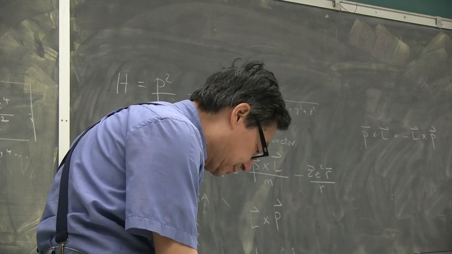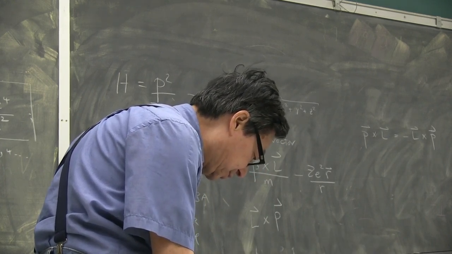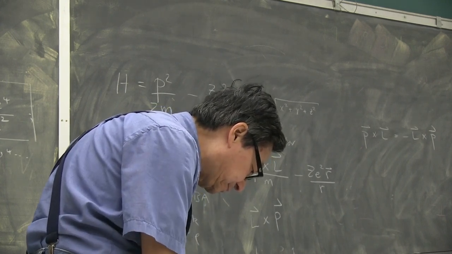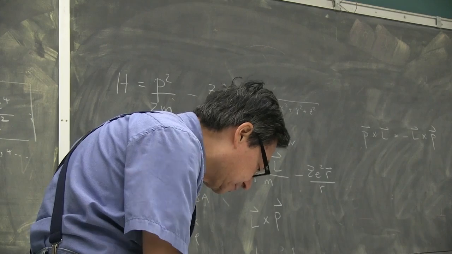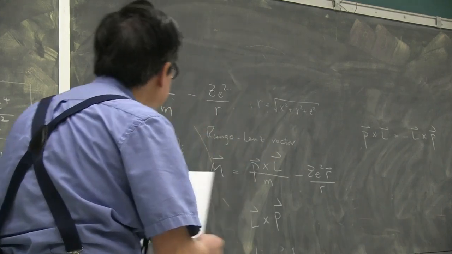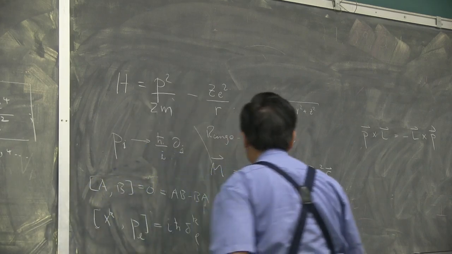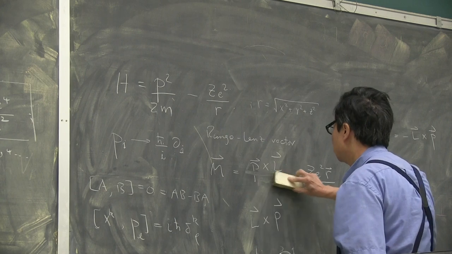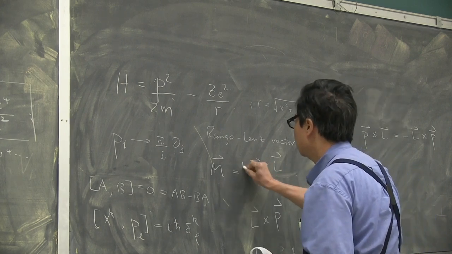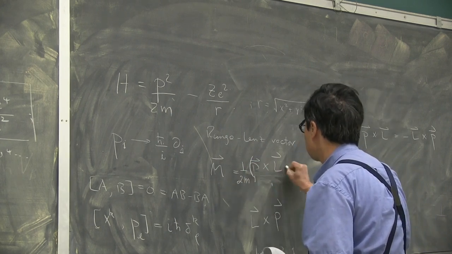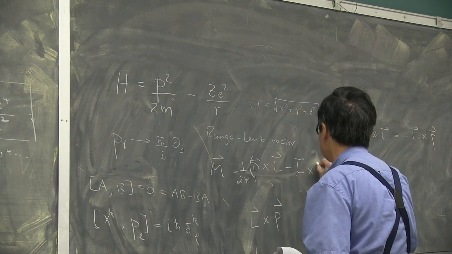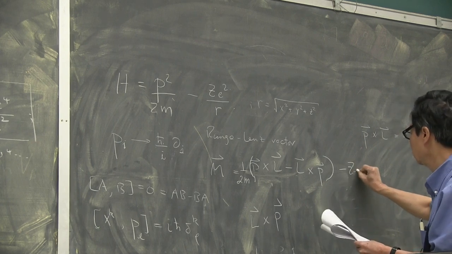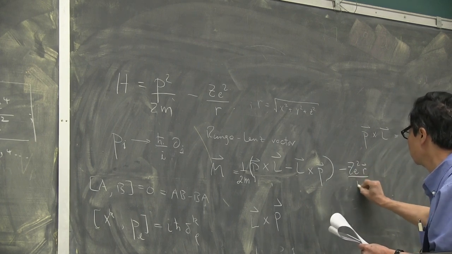we are going to give a quantum mechanical expression for M, write it like this. I'm going to divide this by 2 and then add this term, so I'm going to write 1 over 2m, P cross L minus L cross P. Okay? And then put back the other one, the potential term, like so.